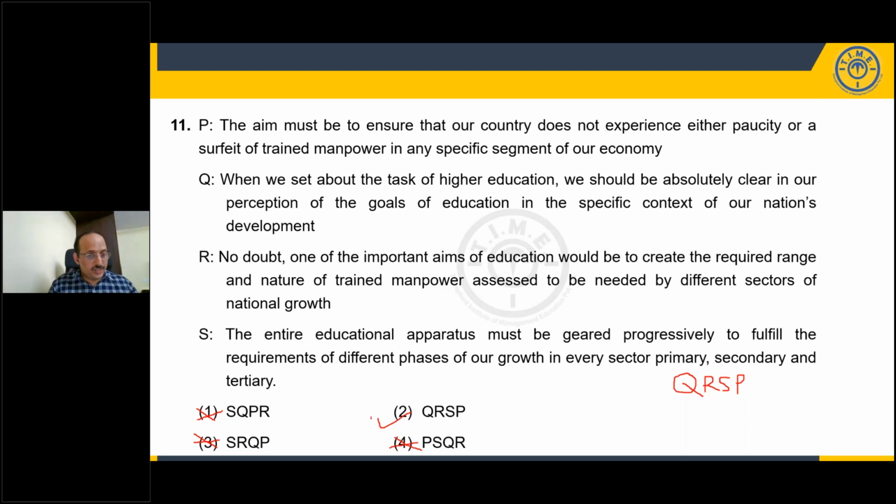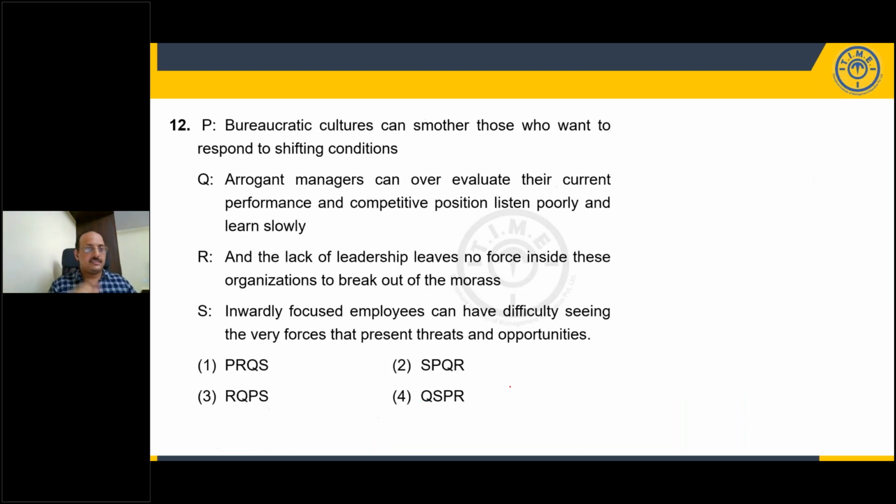Okay. So in a long question like this, if only one option has my first line, it becomes very easy for me. I can directly mark it and go ahead without wasting a lot of time on thinking over this. So option number 2. All right, guys. Now let's try the 12th one.